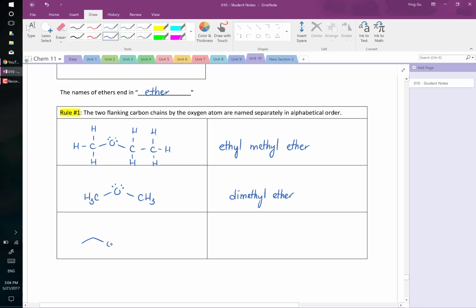Let's go back to our line diagrams. Look at that, it's a happy face, the happiest of all molecules here. We have two ethyls. We have a carbon here and a carbon there. There are two carbons on either side of the oxygen. This is simply called diethyl ether. And we're done. Wasn't that easy?